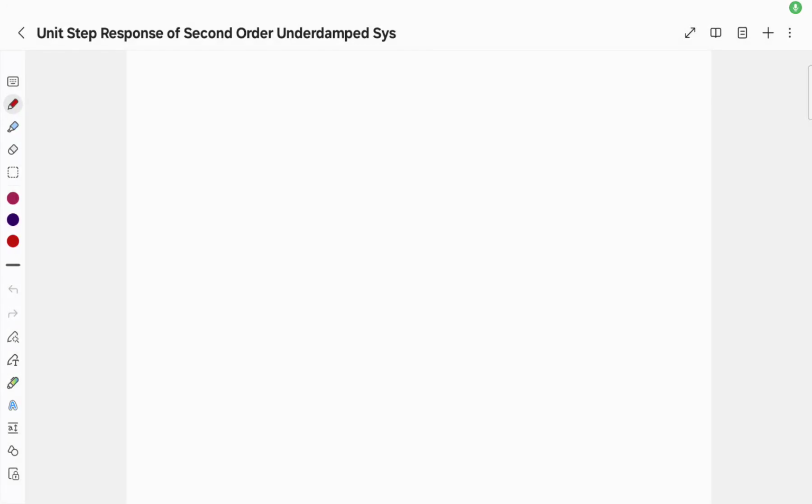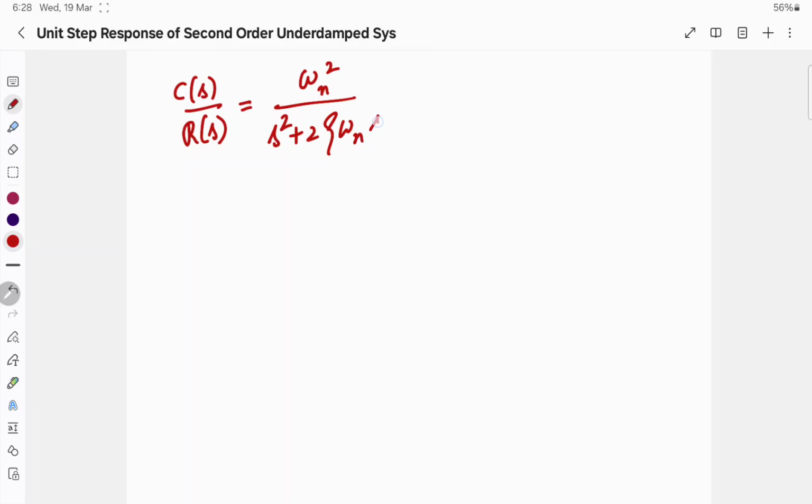Students, in this video we are going to discuss the unit step response of a second order underdamped system. So we start with the transfer function. We are very familiar with it. The second order system transfer function is C(s) divided by R(s) is given as omega n square divided by s square plus 2 zeta omega n s plus omega n square.